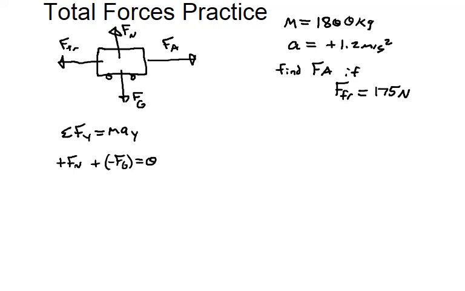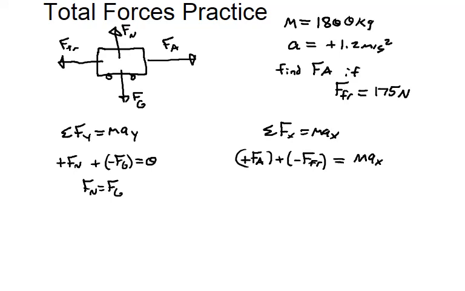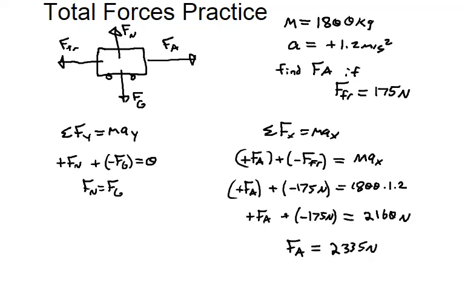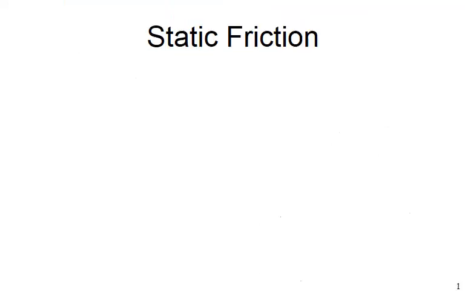All right, so normal force up, force of gravity down. Those are balanced. Force applied, positive, plus the negative force of friction equals ma, and we can add 175 to the other side, and we'll get 2,335 newtons as the force applied, to counteract that friction and have it accelerate at that rate.